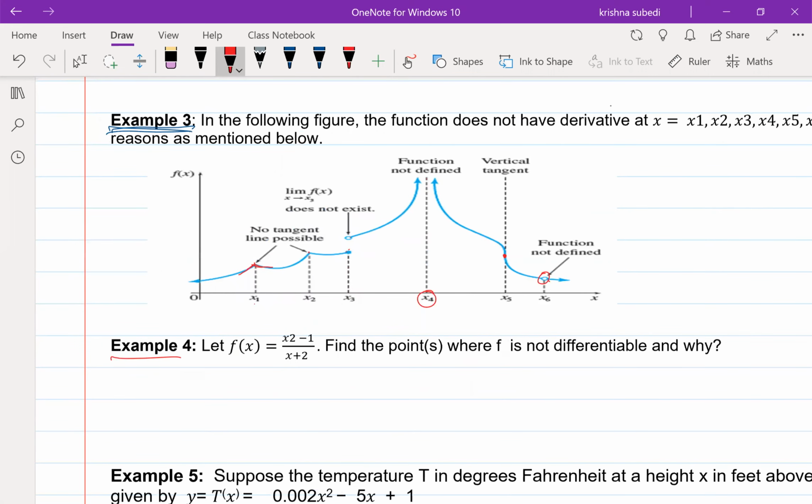Suppose you are given a function f of x, let's say, x squared minus 1 over x plus 2. Find the points where f is not differentiable and why. Can you try this for me?